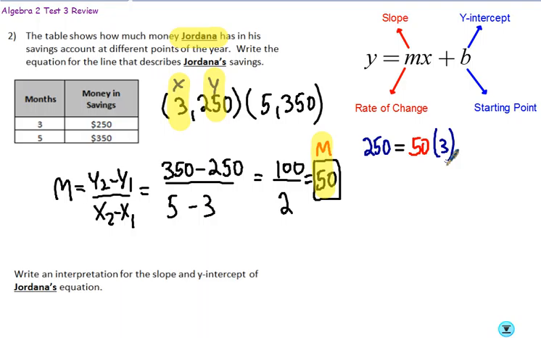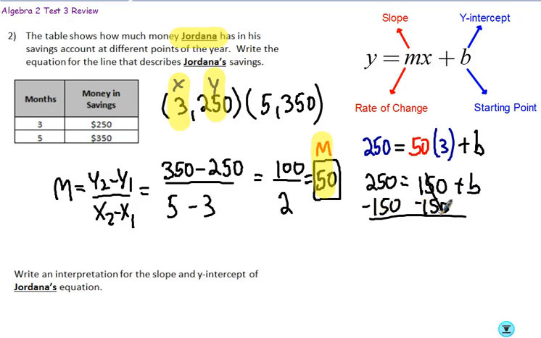And I should note here, by the way, it doesn't matter which pair you pick, you just can't mix and match. So if I picked the y from this pair, I have to use the x from that pair. So what I could not do is say, let's use 350 and then use 3. So you can't mix and match, you just have to stick with the same pair. And then that's plus b. Well, if I counted back $50 for 3 months, that would be $150. And then 250 minus 150 would give you 100. So we get b is equal to 100.